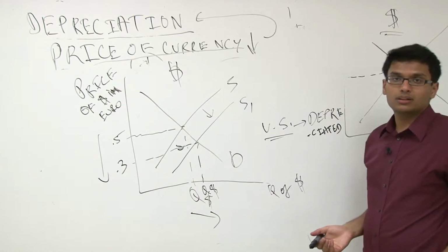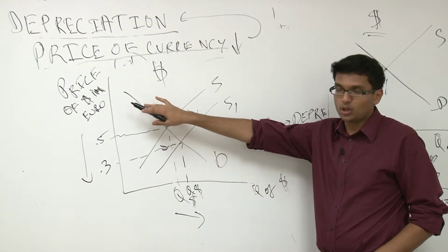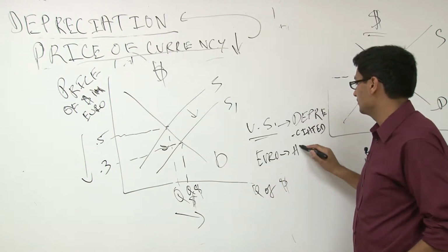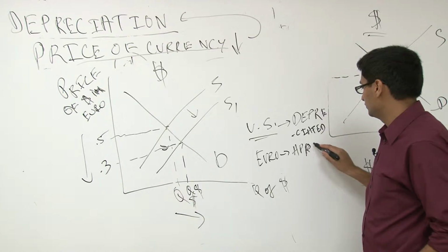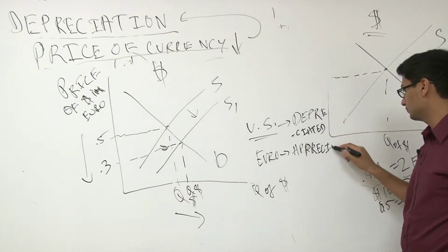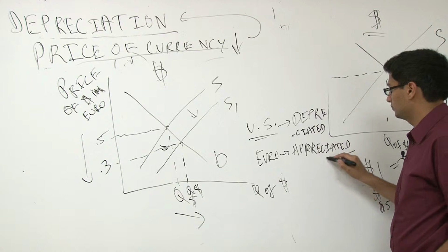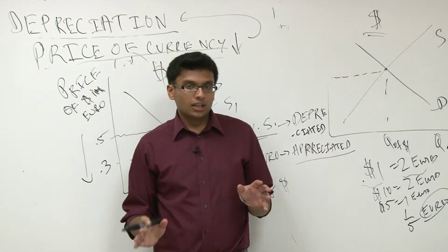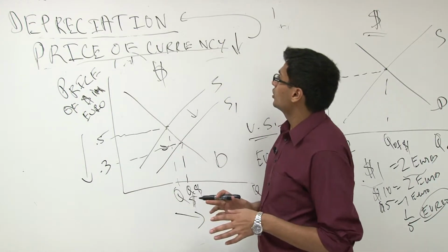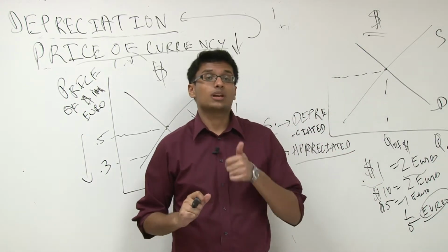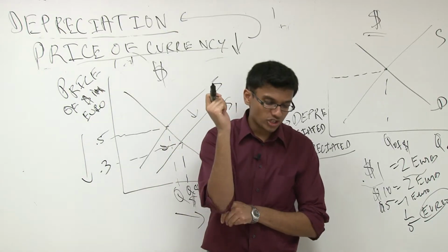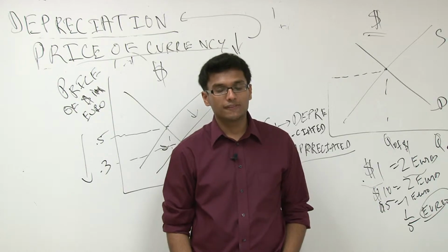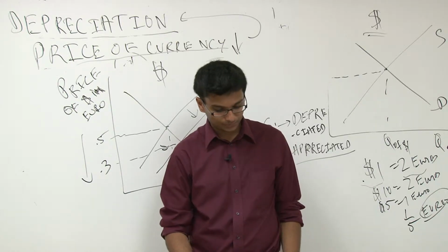What about the euro? We're talking about the price of dollars in euro. So the euro has appreciated. Basically, if the price of a currency goes down, it's depreciated. If the price of a currency goes up, it's appreciated. Understand, I'm going to say this one more time: what reference point you're coming from is very, very important.